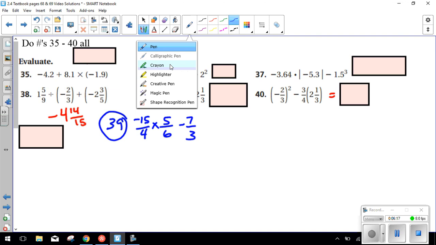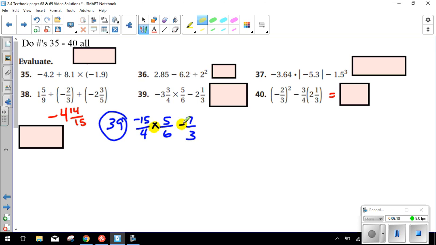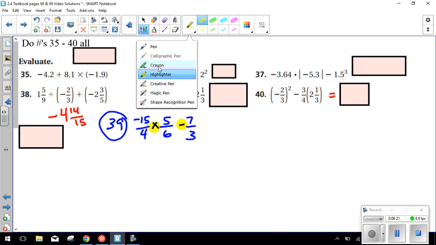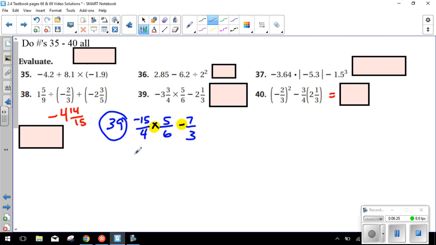So once again, I have 2 operations. I have times and I have minus. So using order of operations, I'm going to do times first. So I'm going to start with these 2. I'm going to cross reduce in here. Both of these numbers can be divided by 3. So 6 divided by 3 is 2. -15 divided by 3 is -5.